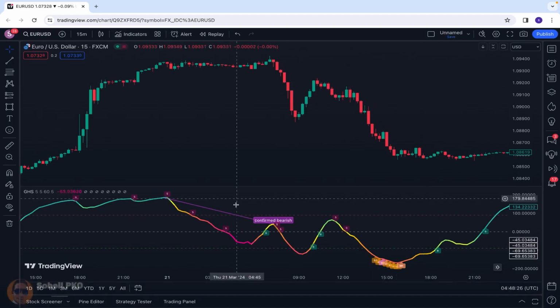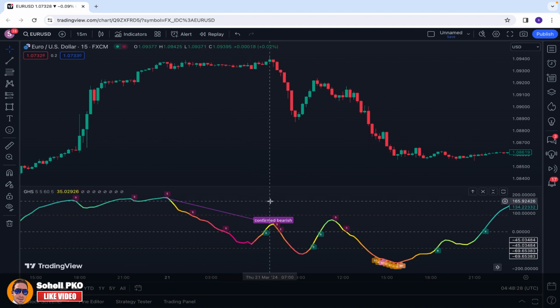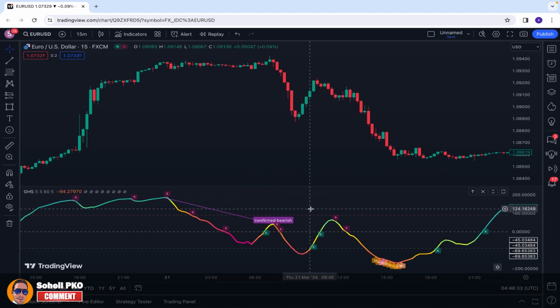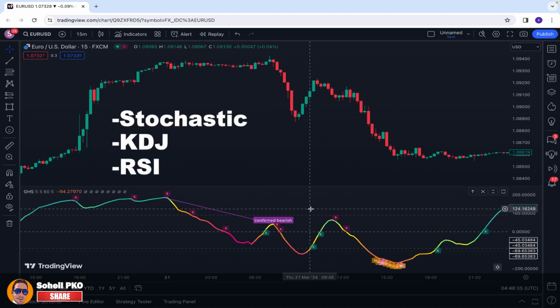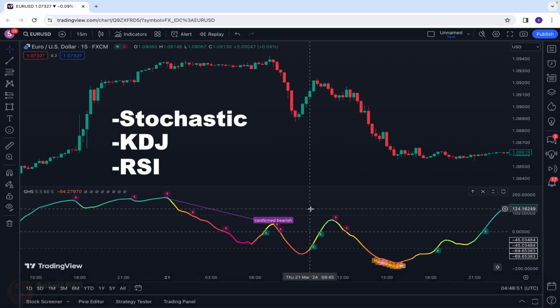Alright, this is the indicator, and as you can see, it's added here below the chart. This indicator is built based on stochastic, KDJ, and RSI, and by the help of special calculations and combinations of these indicators, it responds very well to short-term noises but still remains very stable to find the actual points of reversal in the market.